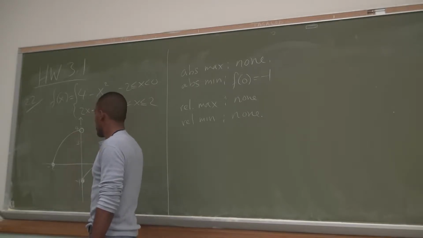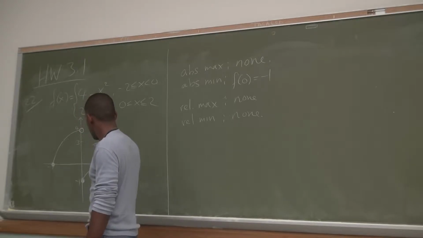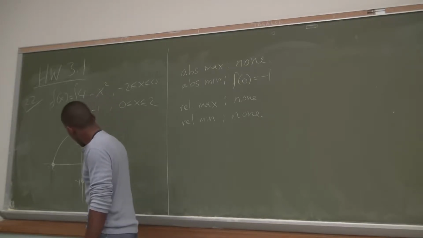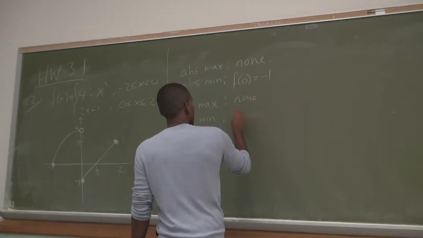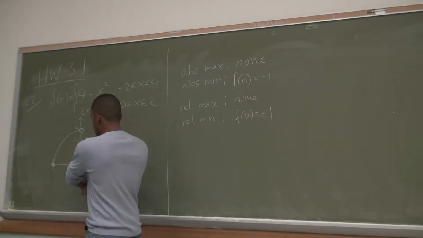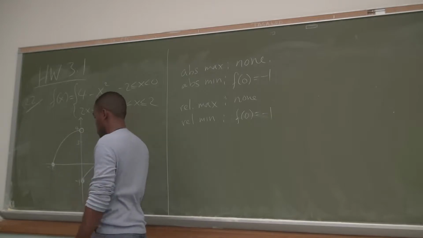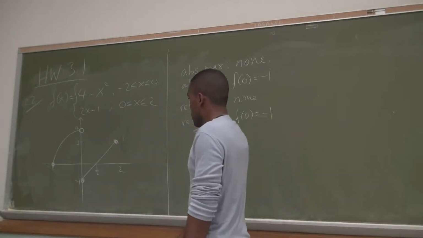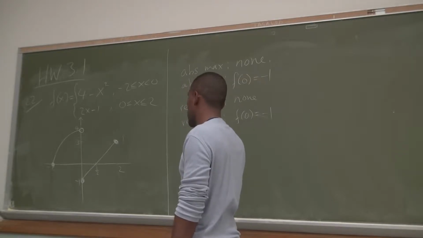So can there be a relative max if there's no absolute max? It's possible. Wait, this one is a relative minimum. Yeah, that's what I'm saying, at 0 equals -1. Because this point is smaller than everyone on his right and also smaller than everyone on his left. Right. But yes, it's possible to have a relative max but no absolute max.